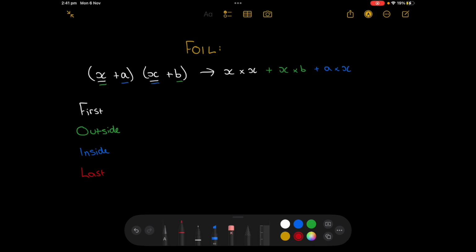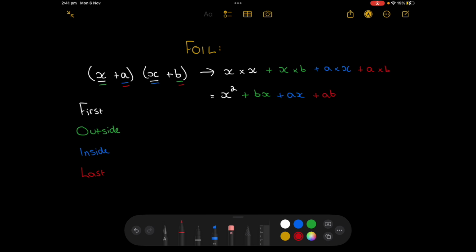Finally, we're going to multiply our last term in each bracket. So here we have a and we also have b, so we have plus a times b. Now we can simplify this and we will get x times x, which is x squared, plus x times b, which is bx, a times x, which is ax, and a times b, which is ab. So that is expanding using FOIL.